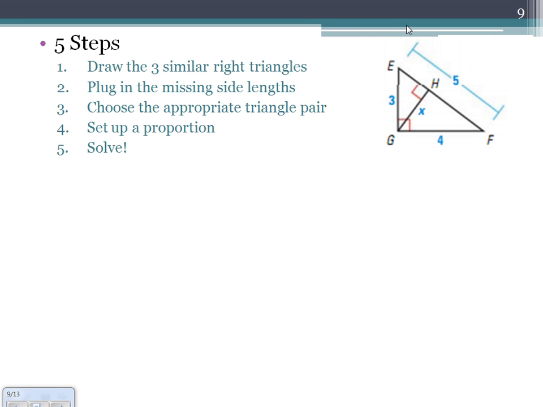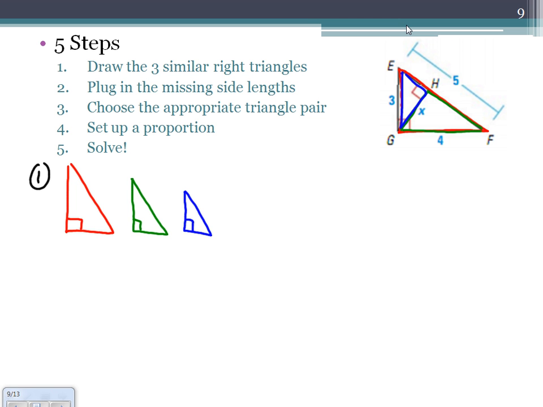So here's my same triangle. And we're going to go through each step. So step 1 is to draw the 3 similar right triangles. So I'm going to highlight my 3 triangles. Red is the big. Green is the middle. Blue is small. Okay? I'm going to repeat those. Draw them separately here. Red, green, blue.